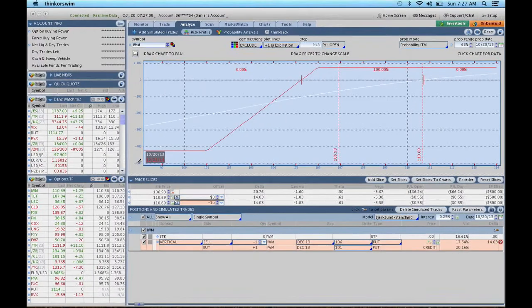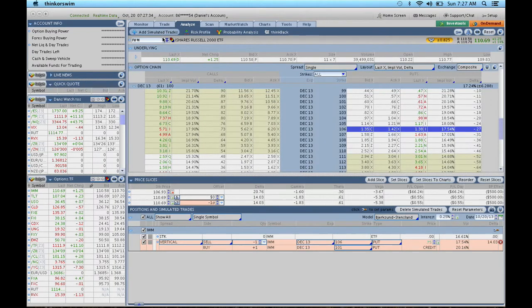And we'll hop over here to the Analyze tab. Most of the time when I sell a vertical, I'm selling it somewhere around the stop level. I'm placing my short option somewhere around that stop level. So in this case, I'm looking at a 106, 101 put credit spread on the IWM in December, which is 60 something days out, I think right now, 61 days out.